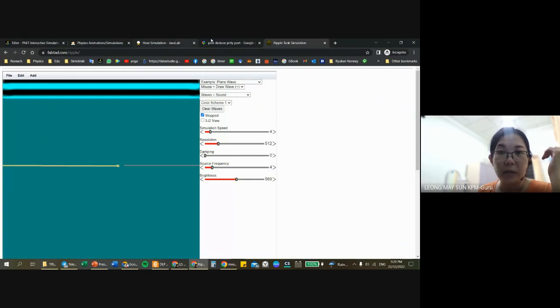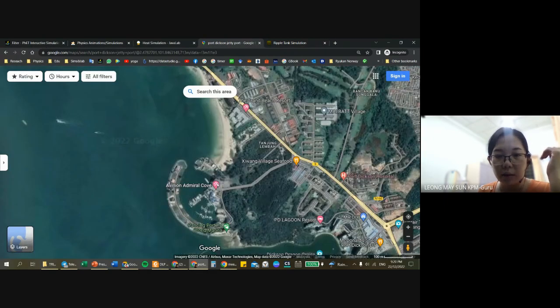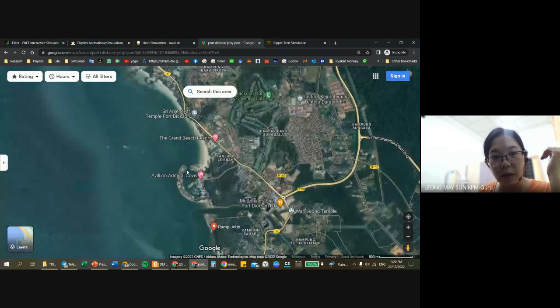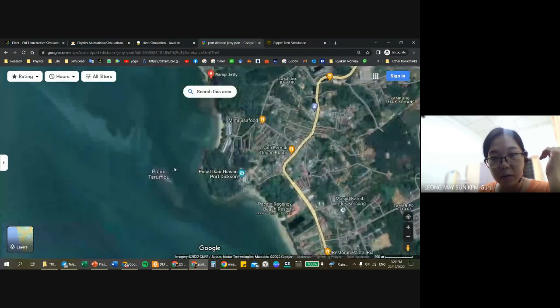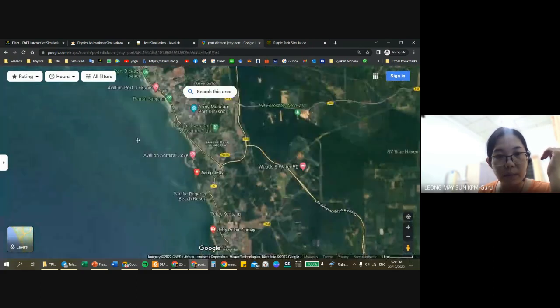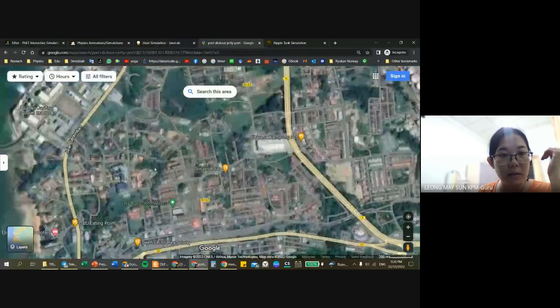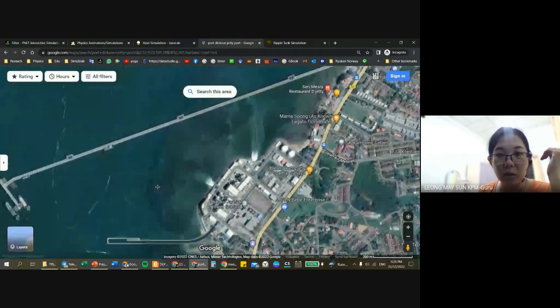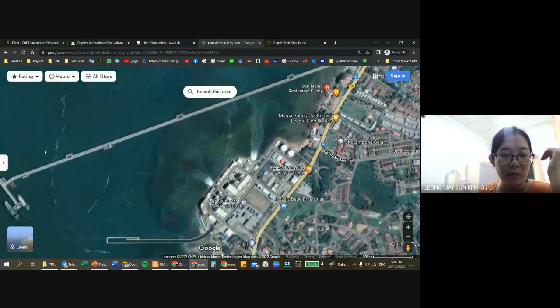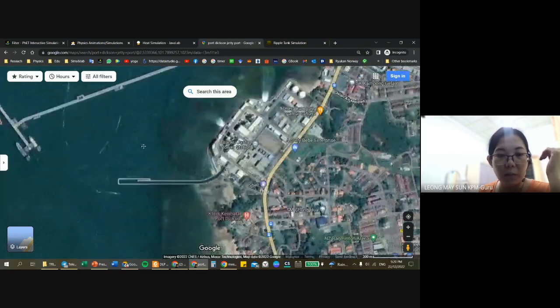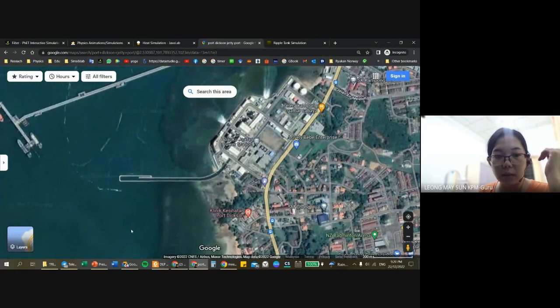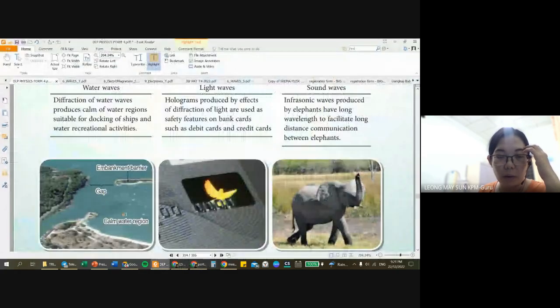So let's go back and look at the map of Port Dickson. They actually put a bank over here so that people can put their ship and yacht over there. And then one more place I noticed just now. Where is it? This is a power station, and you would see that they have this line over here. This is actually a road. So they are actually protecting the power station from the sea, from the energy that's coming in from the sea with the opening over here. So this is actually one of the diffraction of water wave in real life.